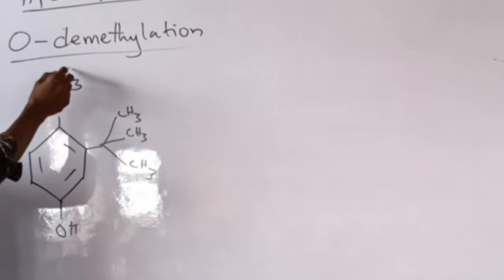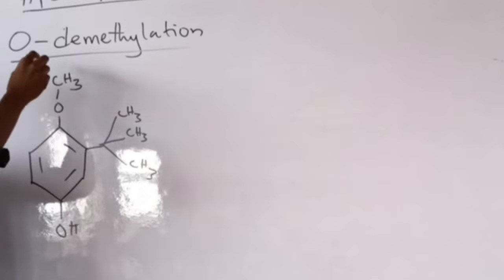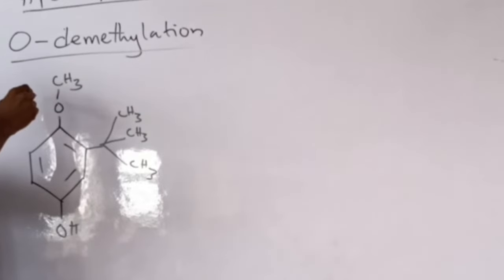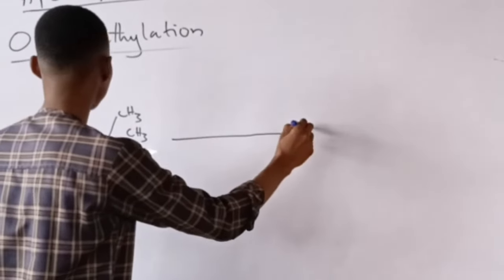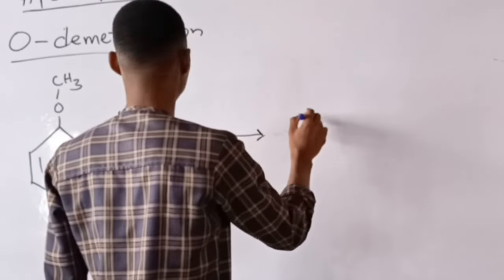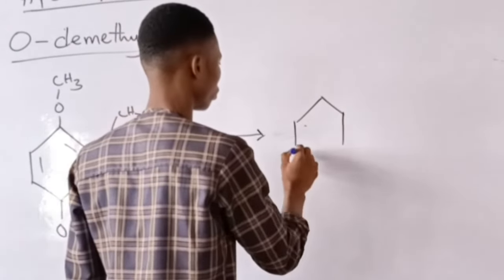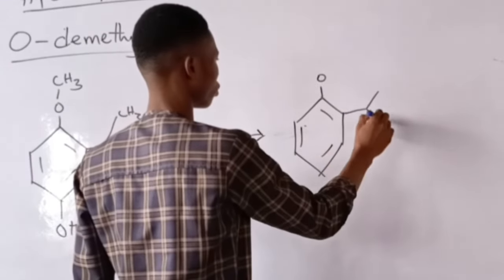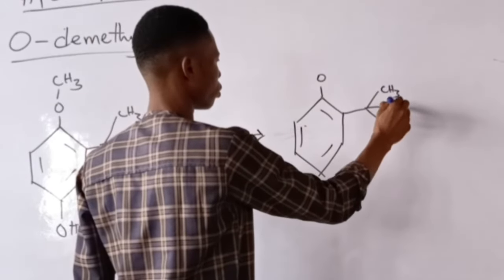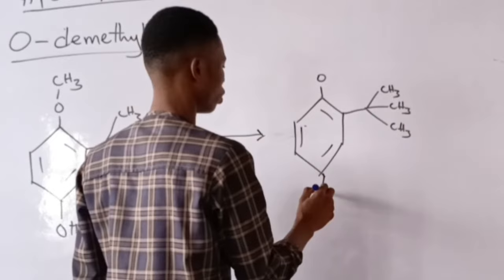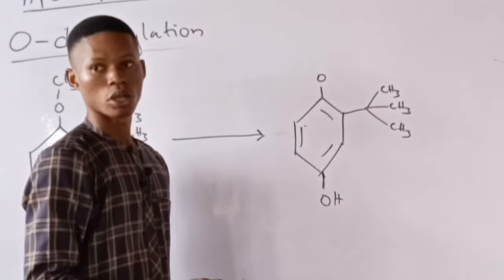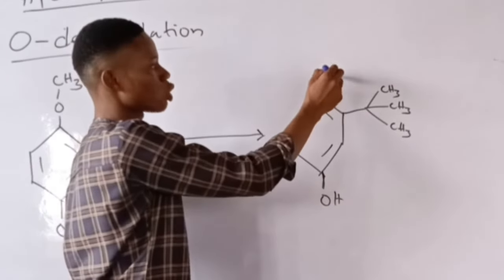Now, when they said O-demethylation, meaning we are removing the methyl group on O. Demethylation, removal of methyl group. So O-demethylation, you are removing the methyl group on O. So if you remove the methyl group on O, what you'll be having is something like this, right? But oxygen is supposed to have how many bonds? How many? 2 bonds, right? So we'll complete it with the hydrogen.